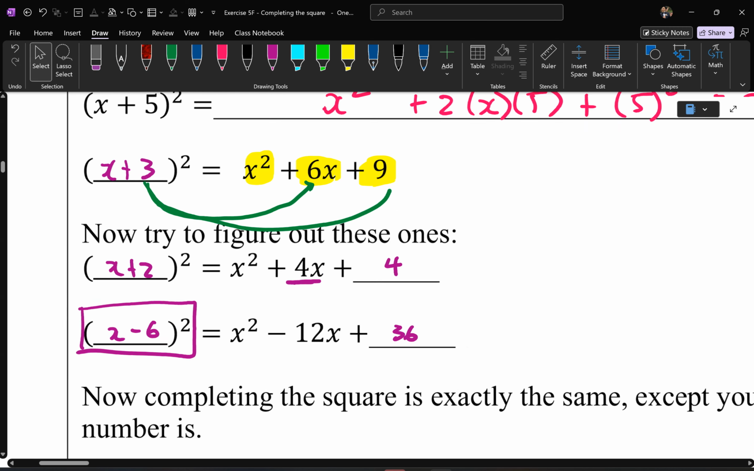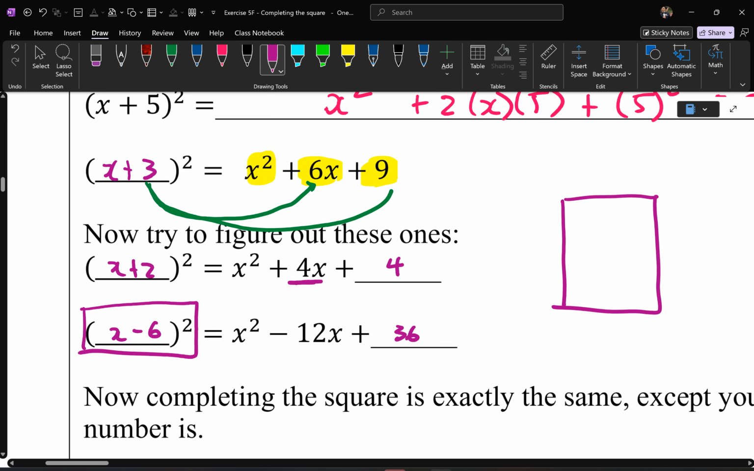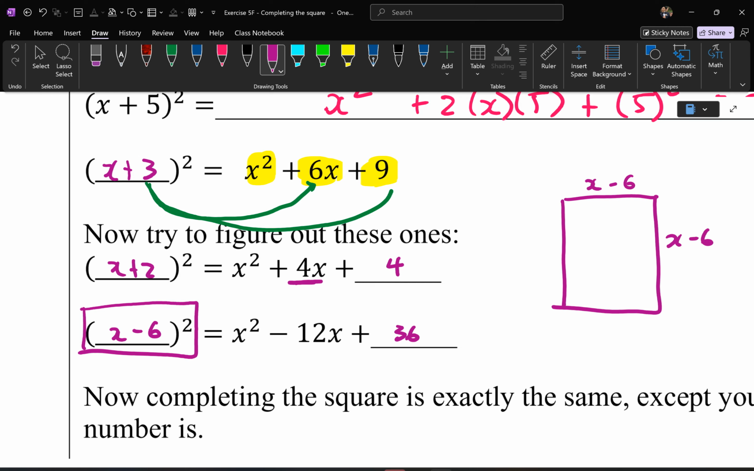Why? Because essentially you're saying you've got an x minus 6 length by an x minus 6 length. So together the area is (x minus 6) squared. So it's the area of a square. So it's a perfect square. That's why the name of that particular equation or expression is called a perfect square, right?